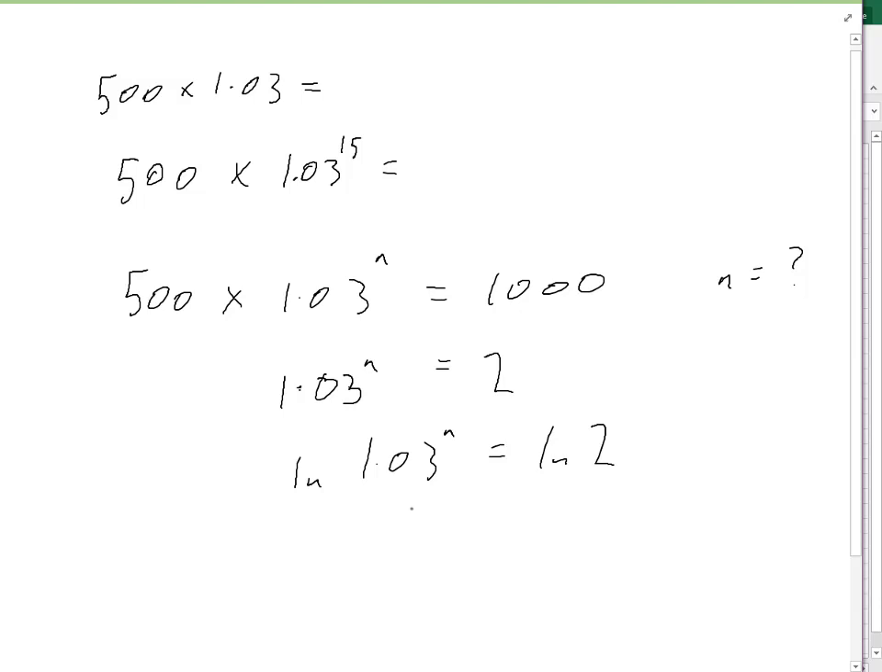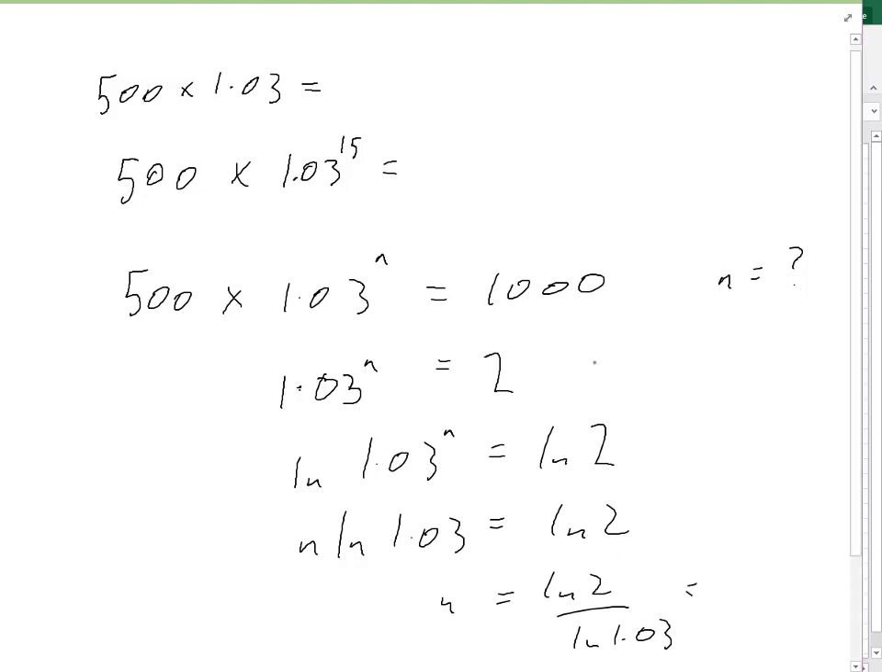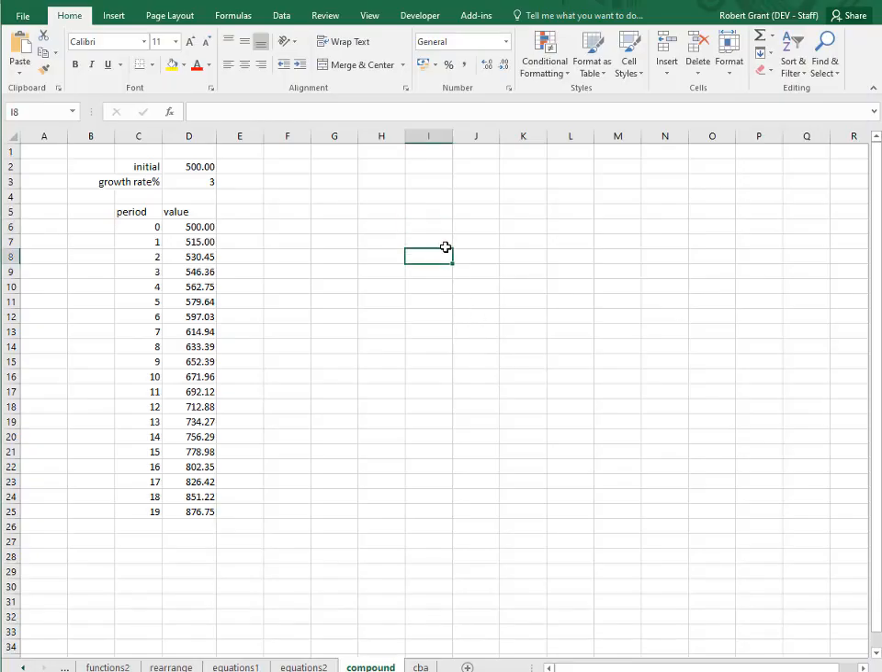Then you can use the rule that says you can bring this down to here. So n is log 2 over log 1.03. So n you can read off using the formula.